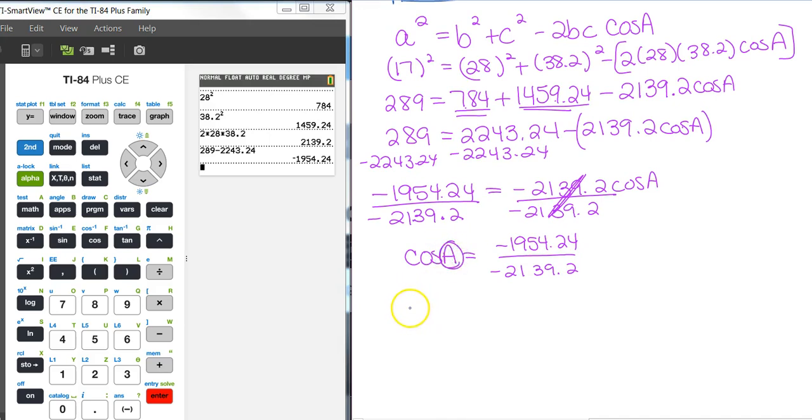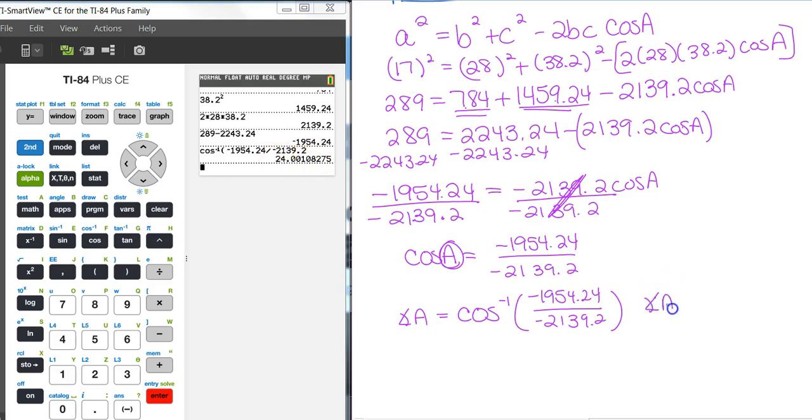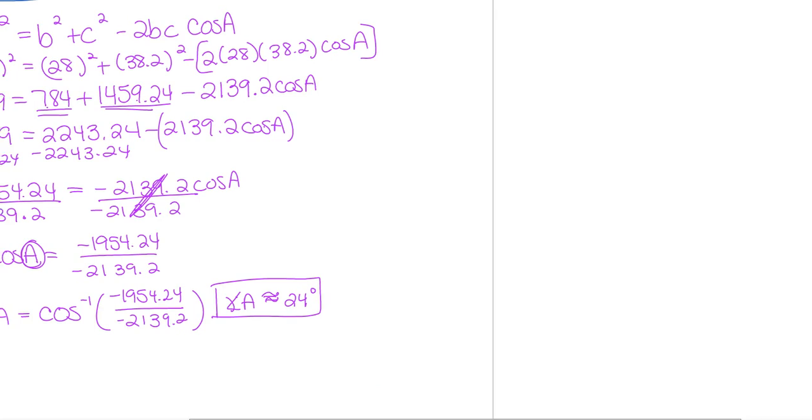Remember, anytime you're solving for angles, we have to use inverse trig. So you're going to hit second cosine of that entire value. Again, you can cancel those negatives if you want to, because you know a negative divided by negative is a positive. Otherwise, you can let your calculator do all the work. So second cosine, a negative 1,954.24 divided by a negative 2,139.2. We hit enter. Our angle A we see is 24.001. So if I'm rounding to the nearest degree, we have that angle A is going to be about 24 degrees. So you can see how that one was much harder than the first piece.